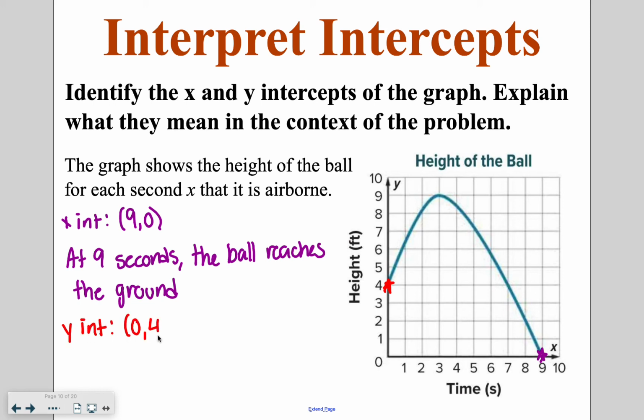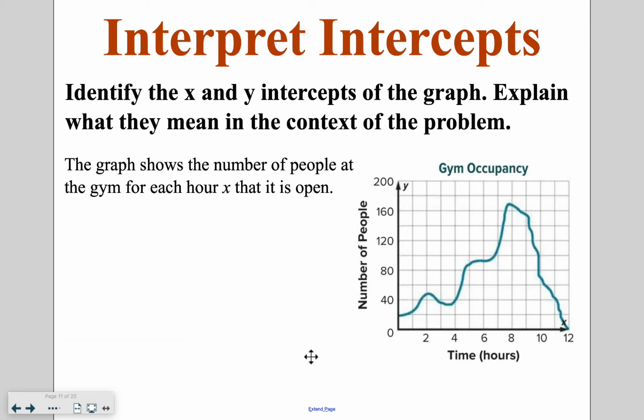Once again, we want to look at the context of our problem. So at time 0, aka at the start, the ball is 4 feet in the air. So we have to look and decide within the labels what that value means. So 4 feet in the air.